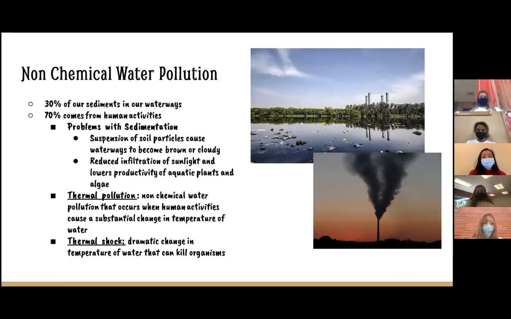Okay, so next is the non-chemical water pollution. So 30% of the non-chemical water pollution is from the sediments in our waterways, and then the other 70% comes from human activities. So the problem with sedimentation is that the suspension of soil particles causes the waterway to become more brown or cloudy, and the reduced infiltration of sunlight lowers productivity of aquatic plants and algae.